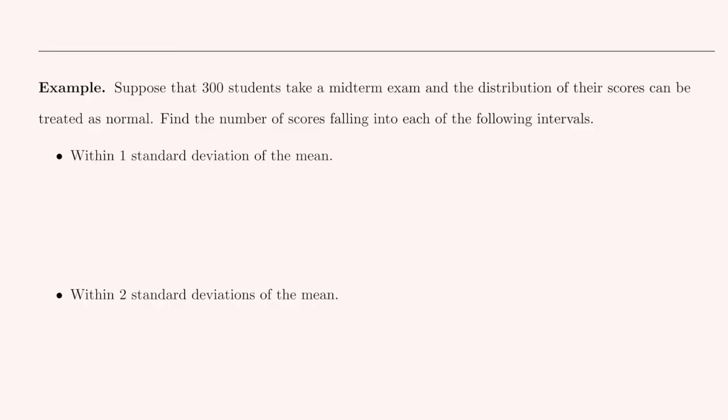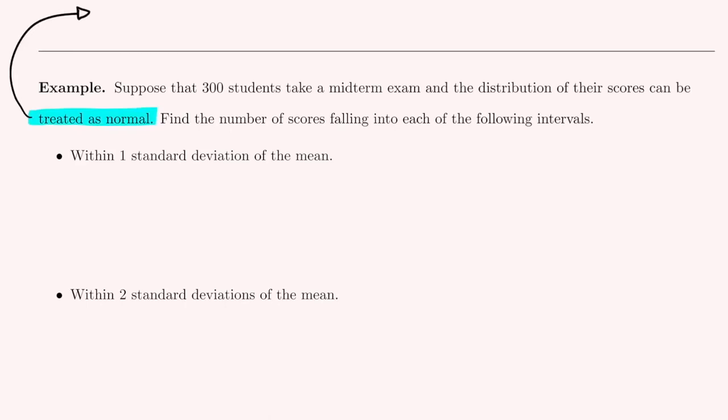In this next example, we're told that 300 students have taken a midterm exam, and the distribution of their scores can be treated as a normal curve. Now this is a first key phrase, which tells us we have a lot of things that we can assume about this distribution. Let's list those out.